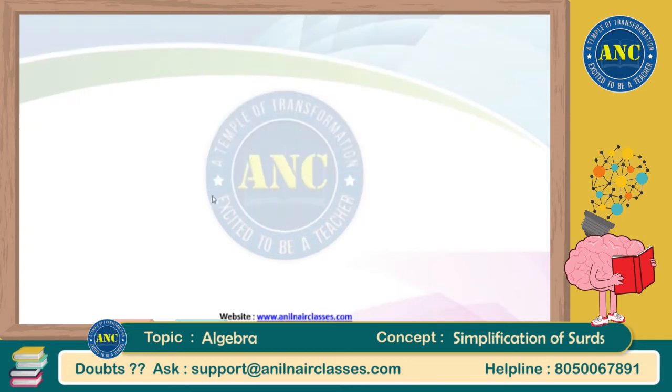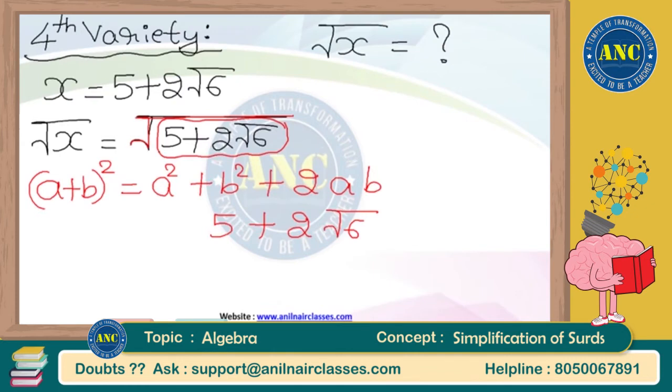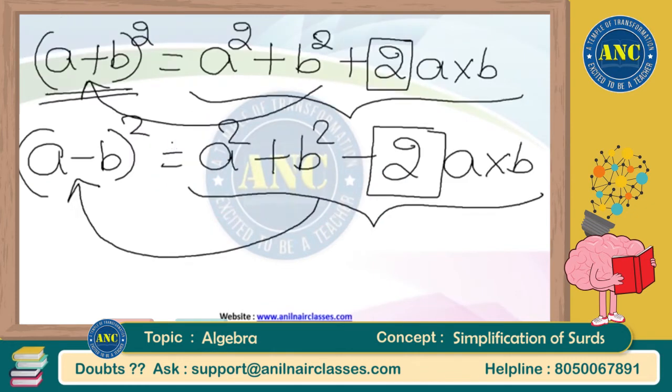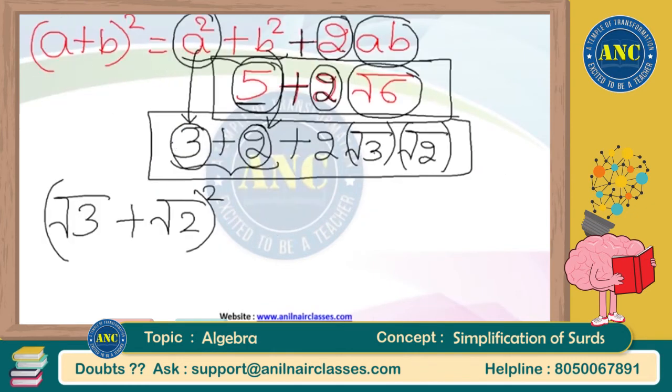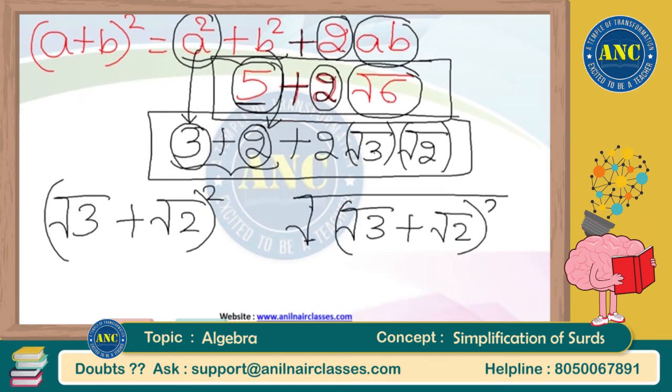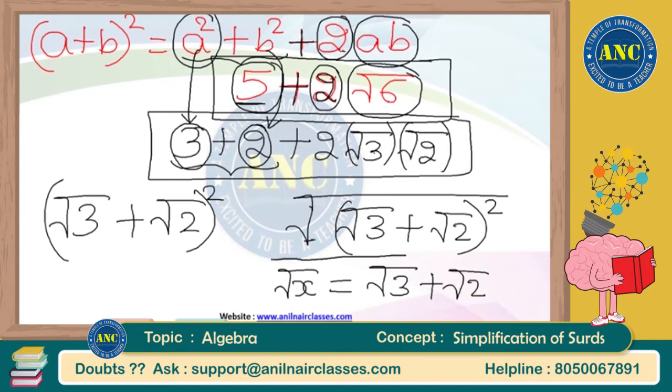But the question says square root of 5 plus 2 root 6. That means the final answer will be square root of root 3 plus root 2 whole square. So this square root will cancel with the square which is present inside that square root, and eventually the answer will become root 3 plus root 2. I hope the first question is very clear. So the answer is root x value is root 3 plus root 2.